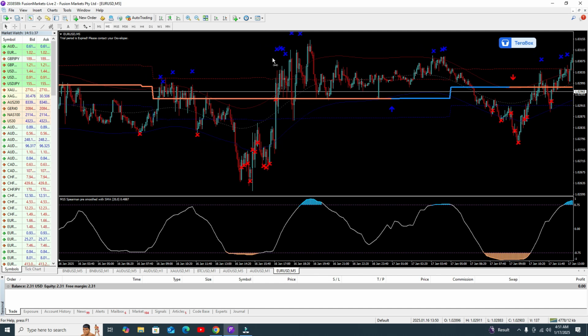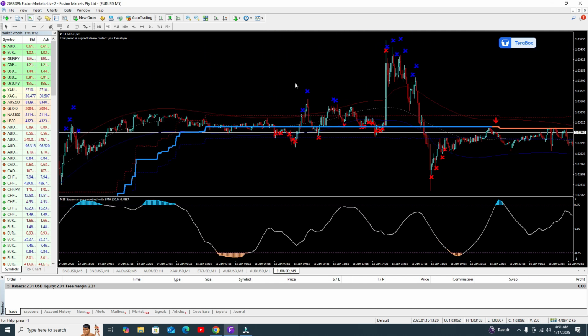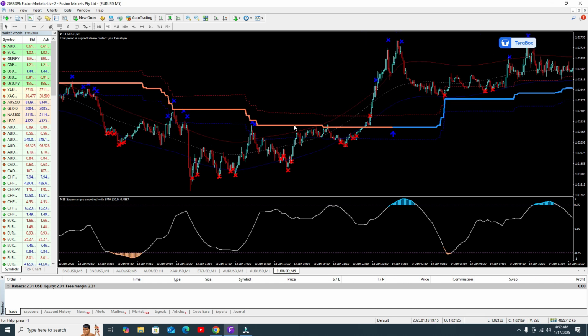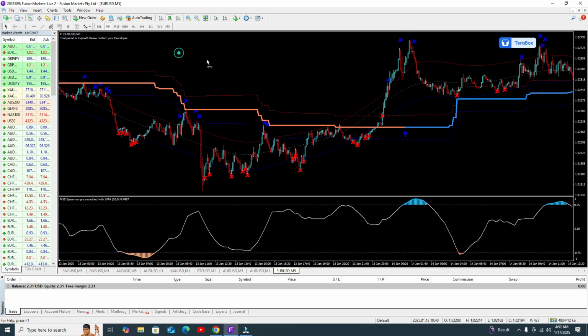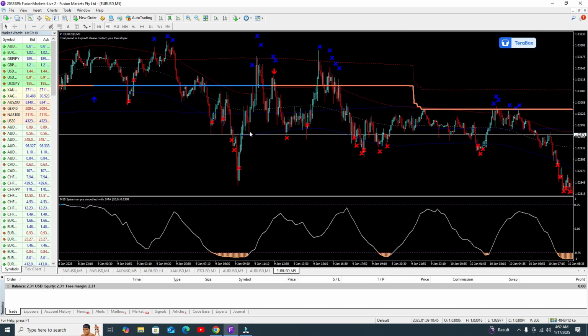And there are more important things here. Let me give you some detail. When the line is blue, you need to follow the buy signal. These are buy signals. And when it changes to the yellowish one, then you need to follow the sell signal. Let me show you. You can follow sell signal, sell signal, sell signal. All the sell signals will definitely give you profit.